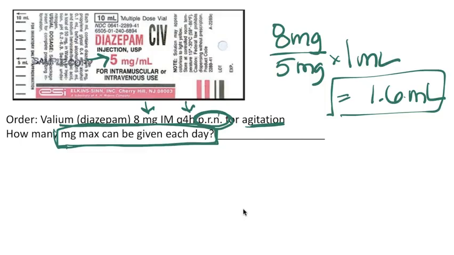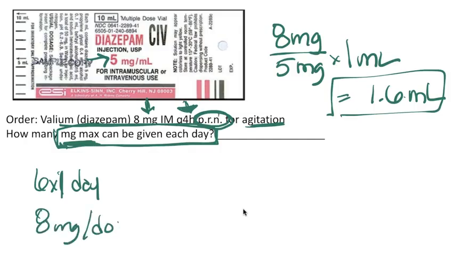So how many milligrams max can be given each day is saying if every 4 hours this patient were to get dosed with this medication, how many milligrams would be per day? So every 4 hours would mean 6 times a day, right? 6 times 4 is 24. So you would write 6 times per day because a lot of students multiply by 4. Okay, so you want to just keep on track that it's 6 times per day, right? And if we gave 8 milligrams each dose, how many milligrams can we get per day would be 8 times 6 would be 48. So that would be the max milligrams this patient could get each day.